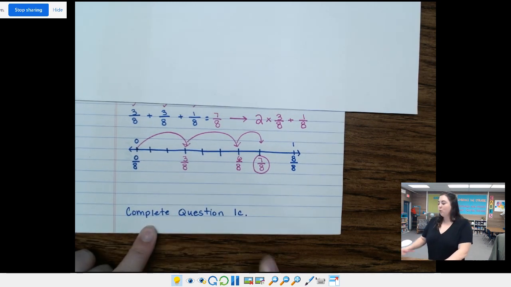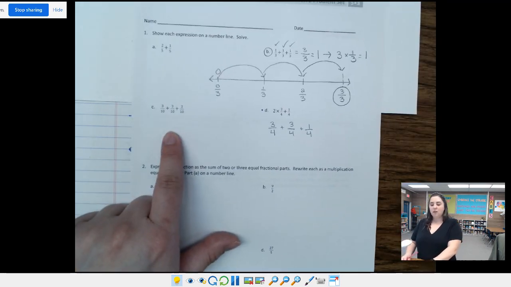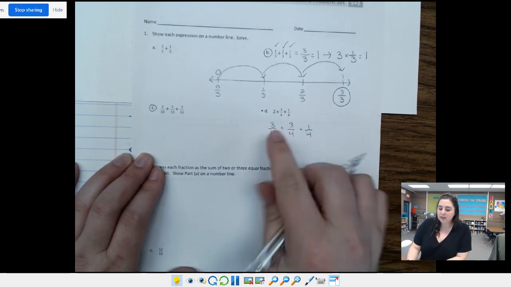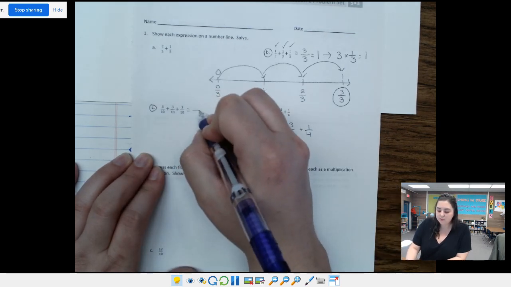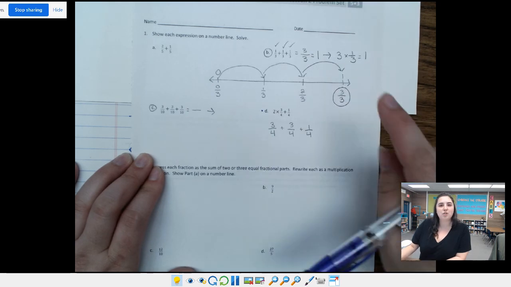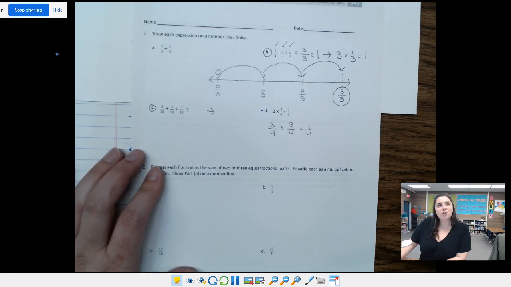I'd like you to complete 1C on your problem set. And I would also like you, once you solve, I want you to write it using multiplication, just like this. Okay, so you are going to go on to the next slide and finish solving.